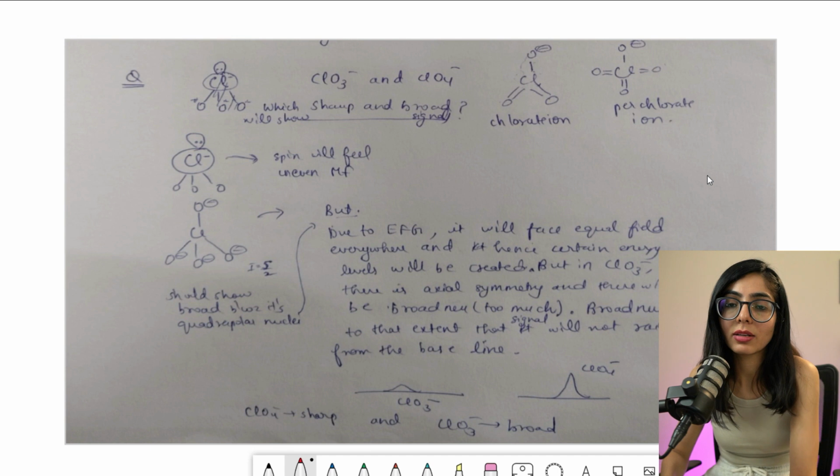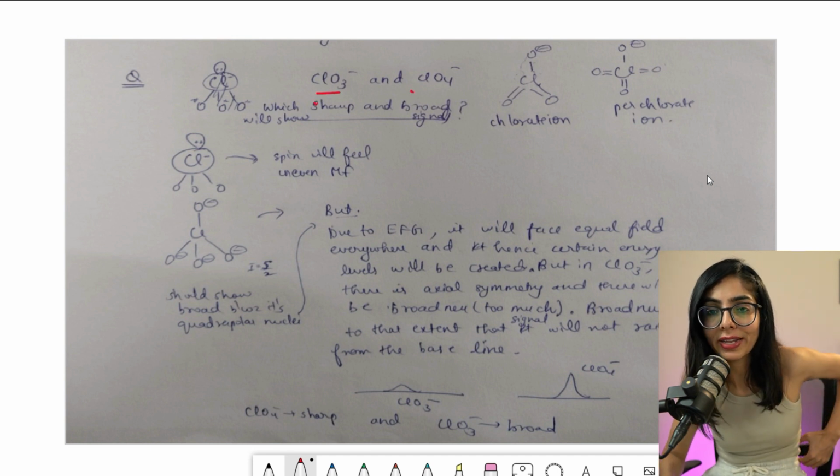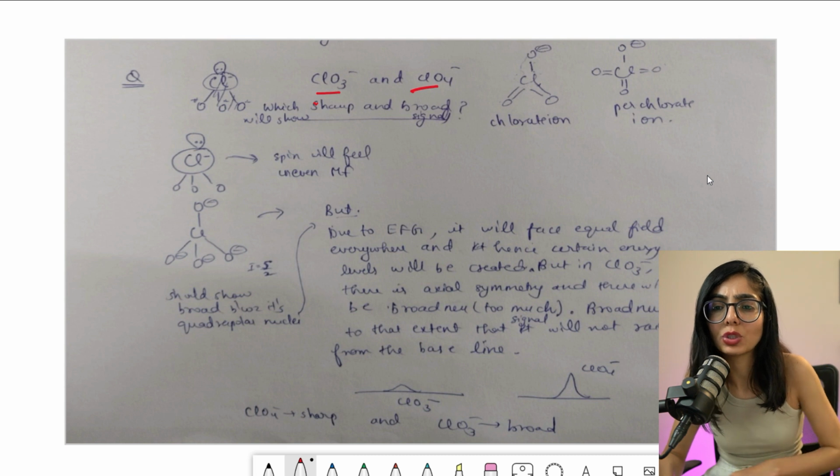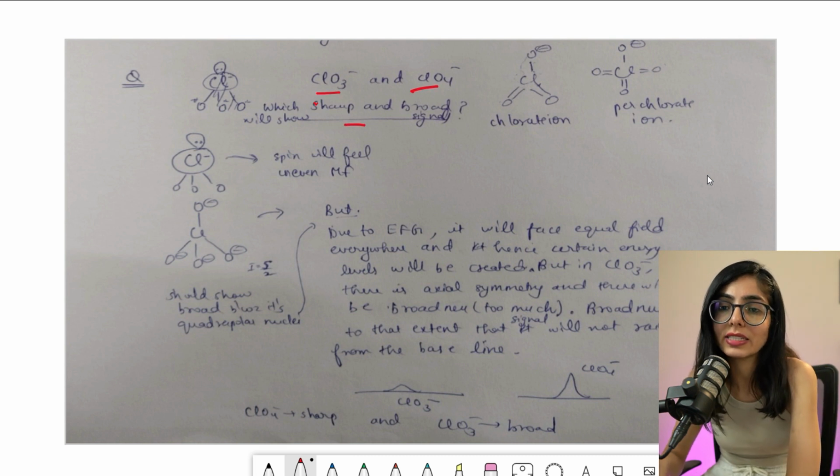So there's the question between this chlorate and this perchlorate. Fine. So which one will give sharp and which one will give broad signals? Let's look at the structure first. Chlorate ion has ClO3 minus, with three oxygens doubly bonded, and this O minus like this. Fine. So what happened in this?